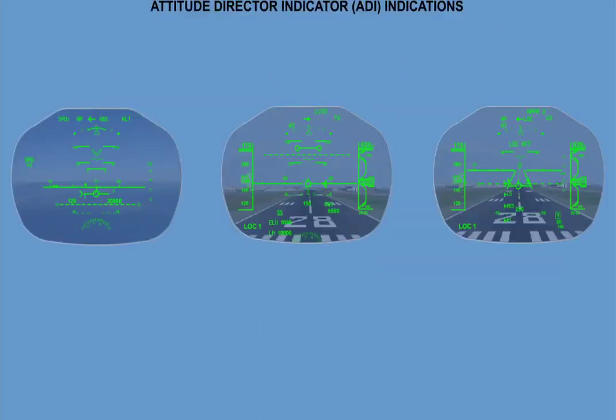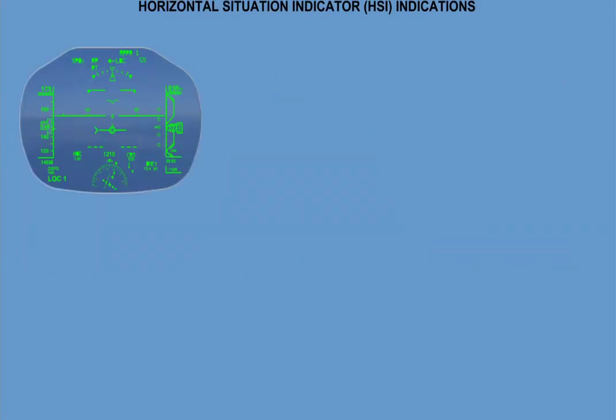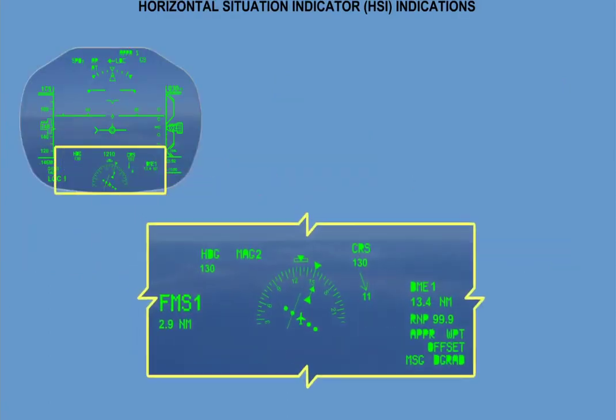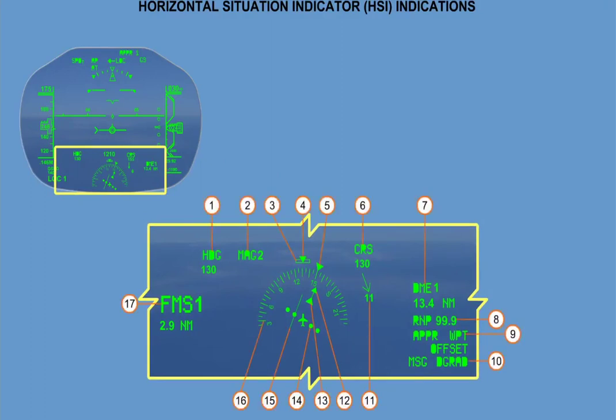The attitude director indicator, ADI, indications are displayed on the middle of the combiner. The various symbologies are as shown. To know the details of each symbol, move the cursor over the numbers. The horizontal situation indicator, HSI, indications are displayed on the bottom of the combiner. The various symbologies are as shown. To know the details of each symbol, move the cursor over the numbers.